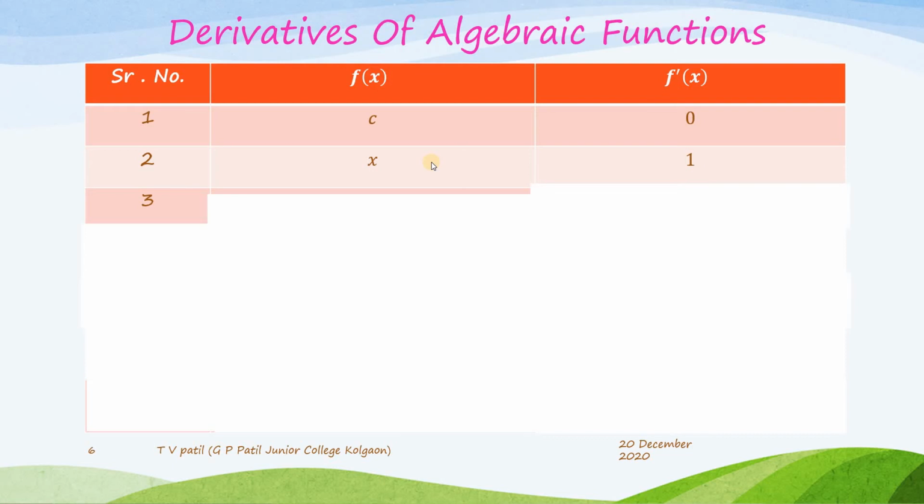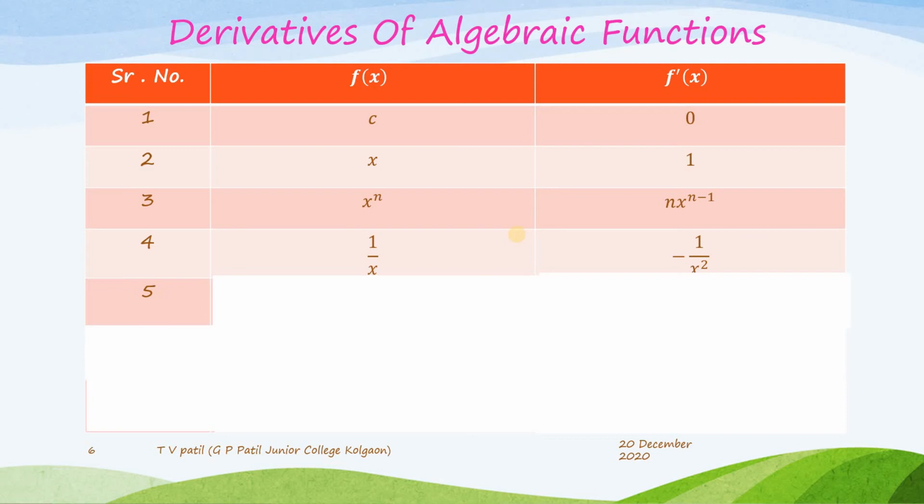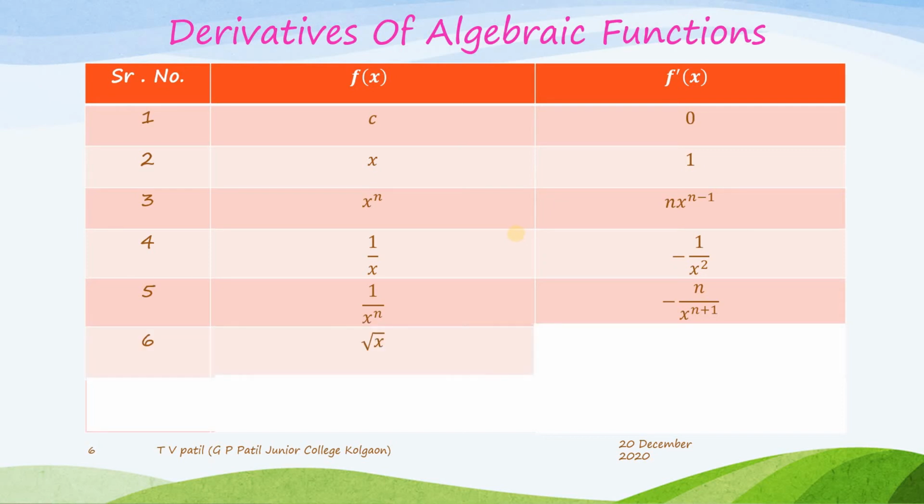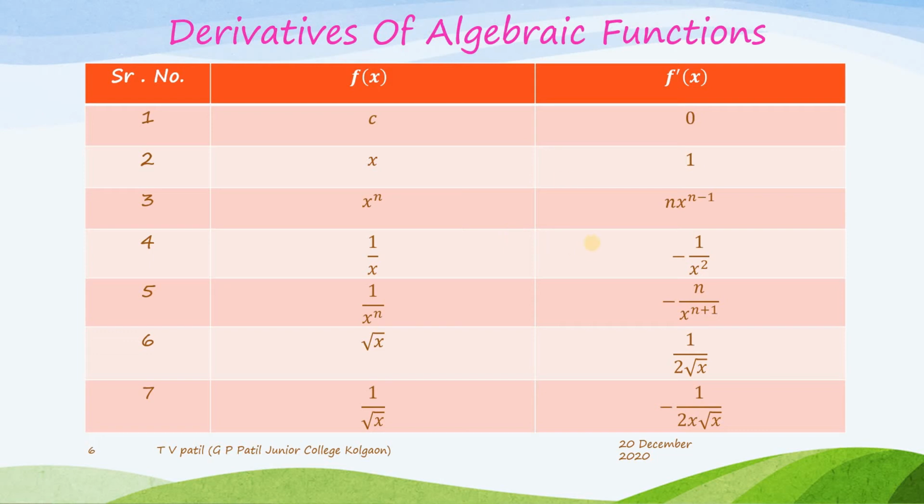Derivative of 1 is 0, derivative of x raised to n is n x raised to n minus 1, of 1 upon x is minus 1 upon x square, of 1 upon x raised to n is minus n upon x raised to n plus 1, of root x is 1 upon 2 times root x, and last one, of 1 upon root x is minus 1 upon 2x into root x. These are the algebraic functions.